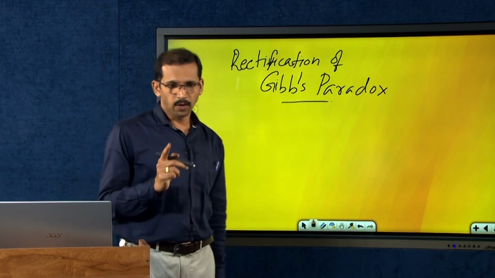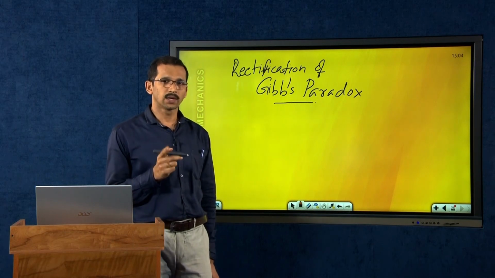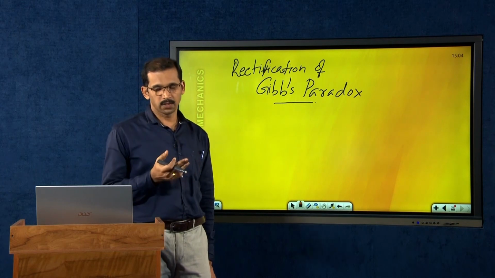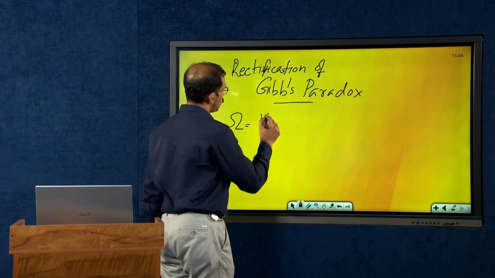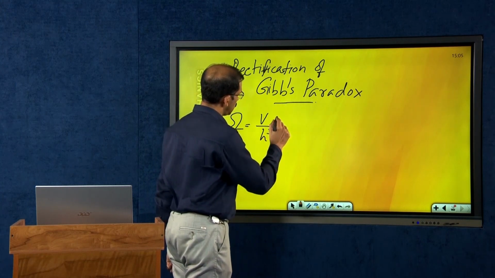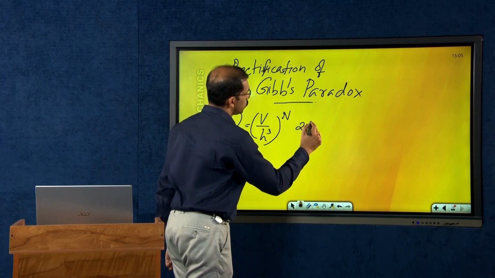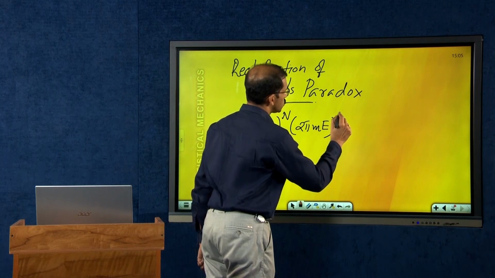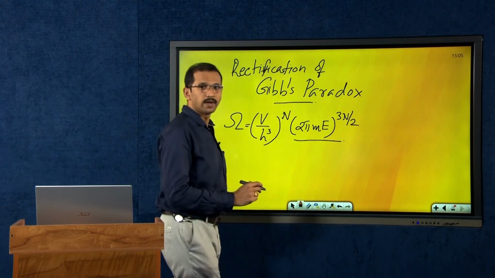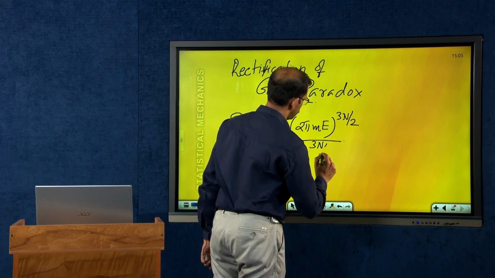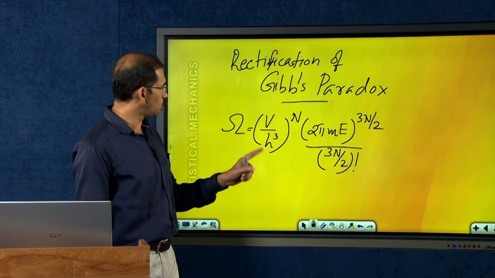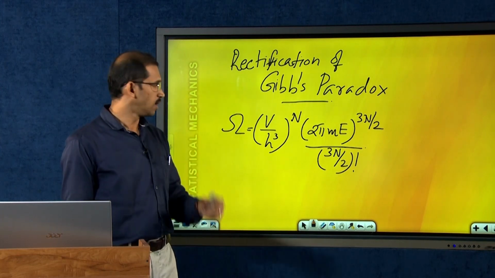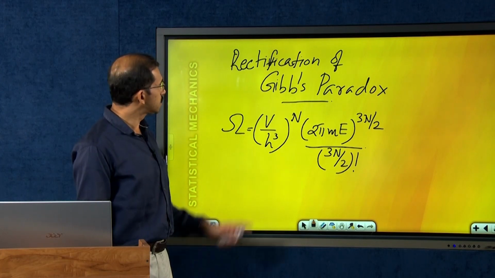So, if you remember the expression which we found for the total number of microstates for the classical ideal gas, omega is equal to (V divided by h cubed) raised to n, times (2 pi m e) raised to 3n by 2, divided by (3n by 2) factorial. This was the expression which we used for the calculation of the entropy of the classical ideal gas. There, as I reminded you, we reached the Gibbs paradox.